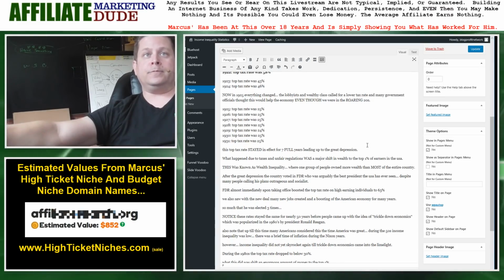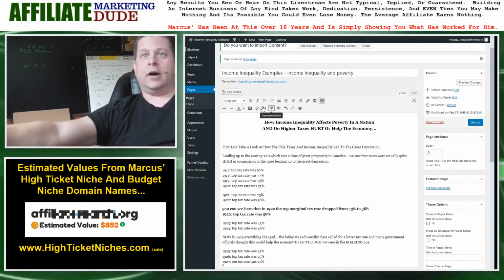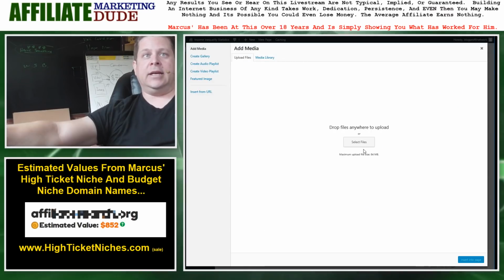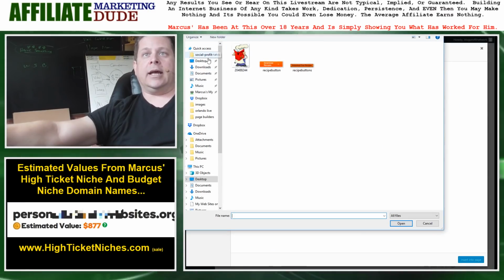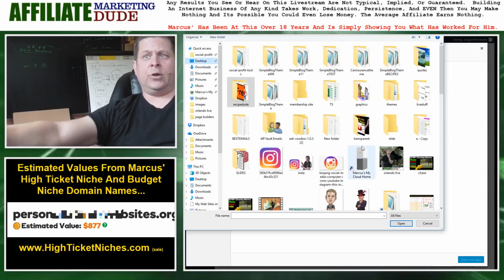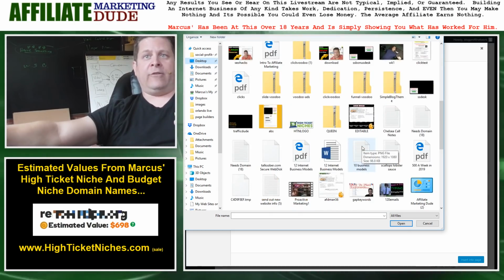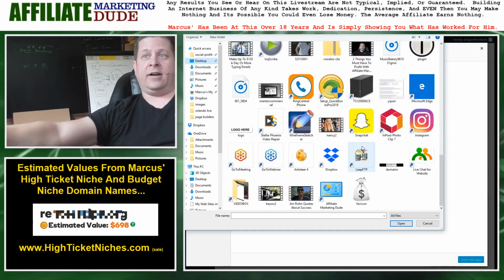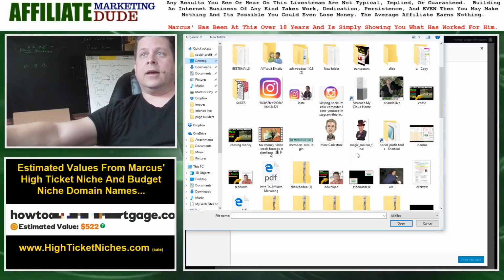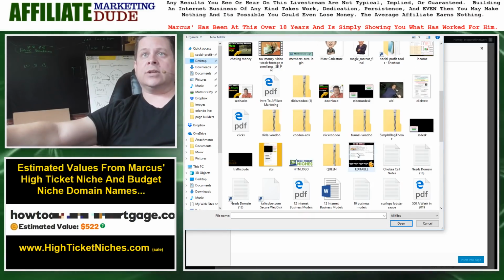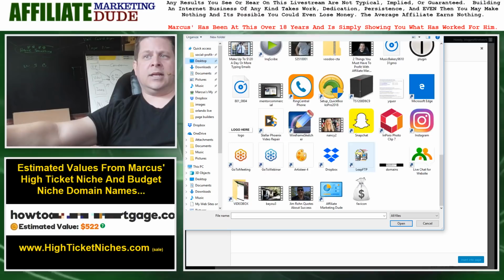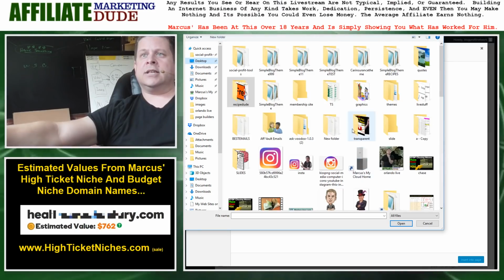We're going to go through and do our infographic. So we'll just do add media, select files, and then I have it saved on my desktop. This infographic literally took me about 5 minutes to make. Okay, it's not that hard. So we're going to go here and see where it's at. I think it was called income. Did I not save it? Do you guys see it? Income.